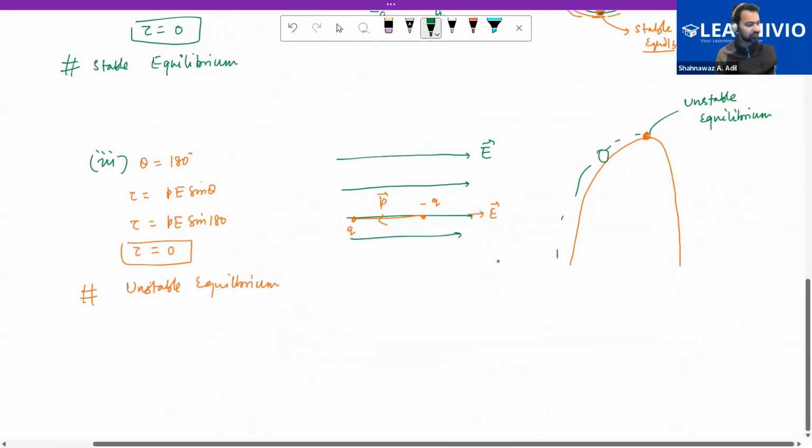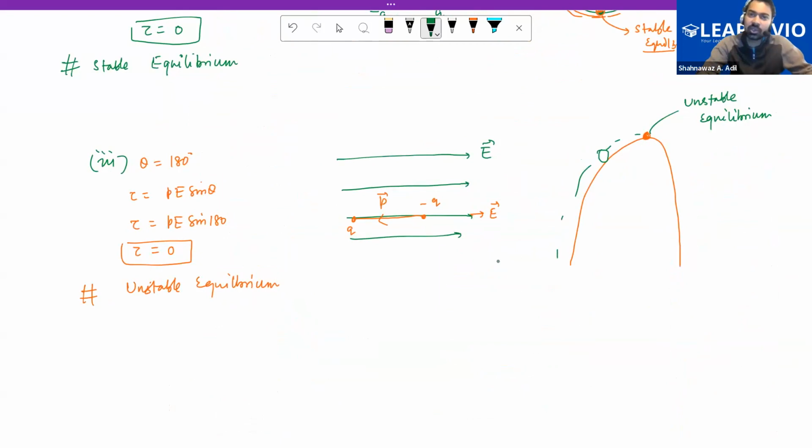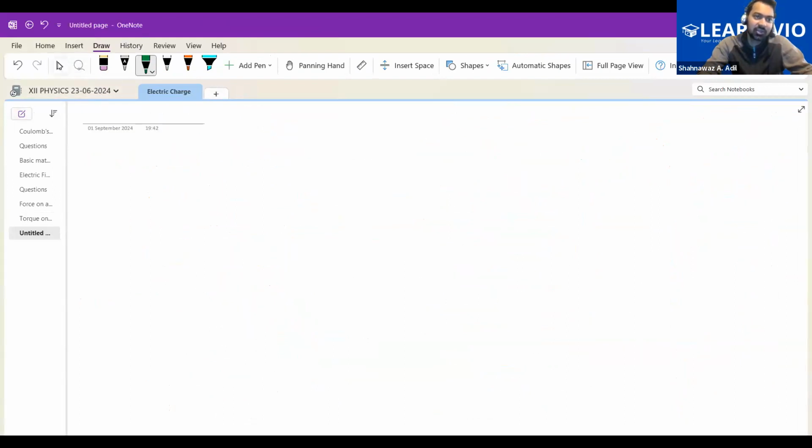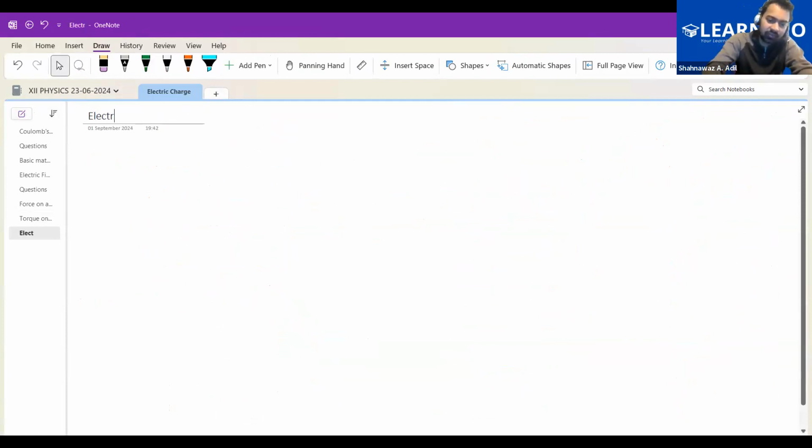So now the last topic of this chapter, and then we'll start the second chapter. This one is the biggest chapter, and it takes time. So the last topic is electric flux and Gauss's law, all right?